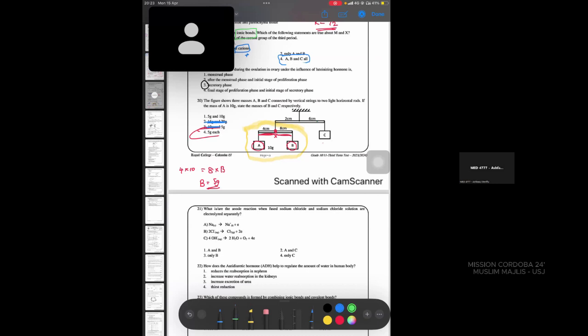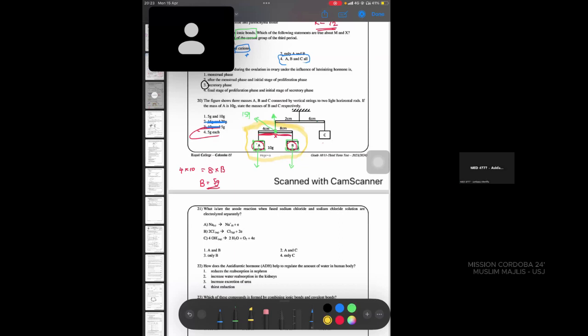Now, for this system, this point X has the weight of both A and B. Is it clear? Both of their weights act here. So what is the weight at X now? 15 grams. 10 plus 5, 15.